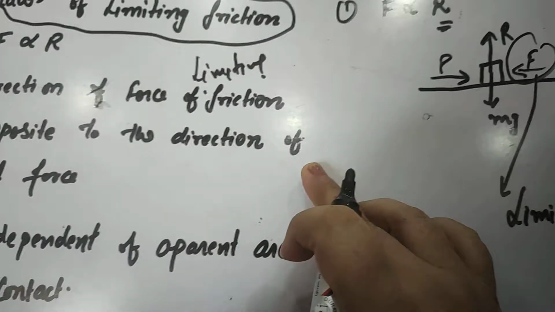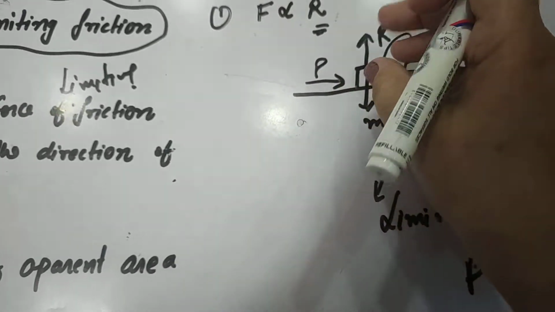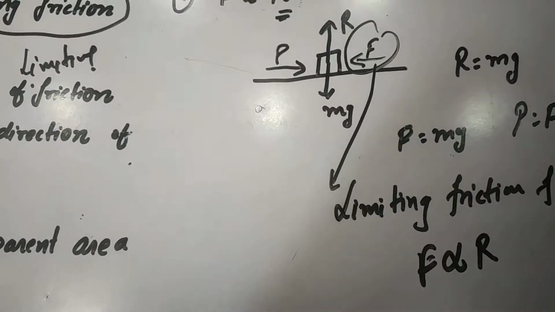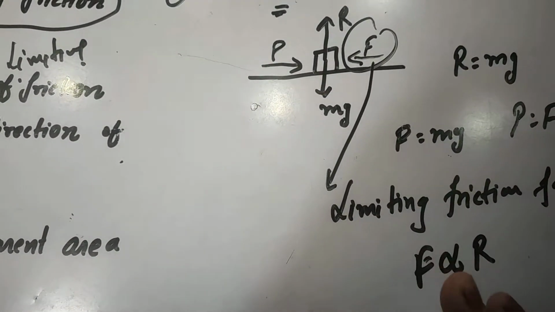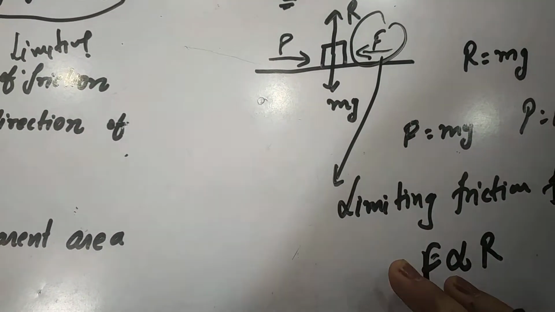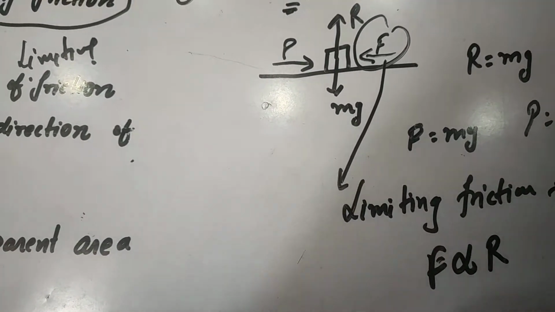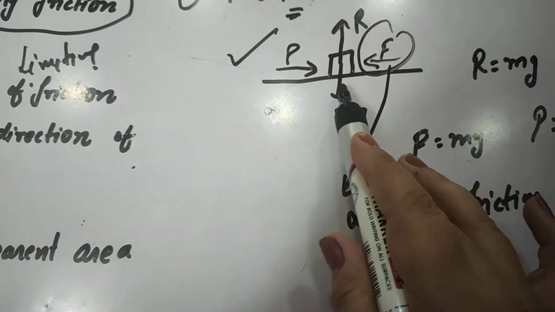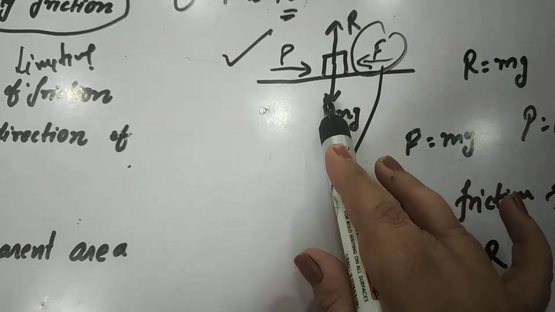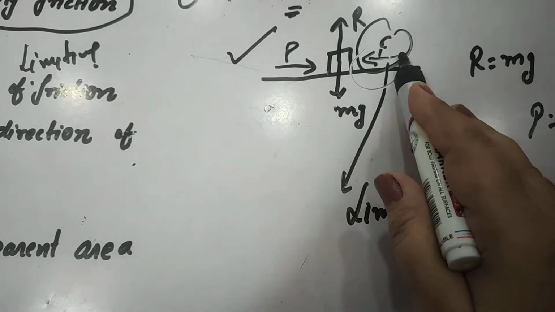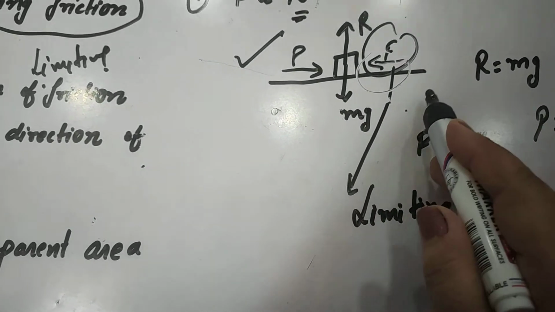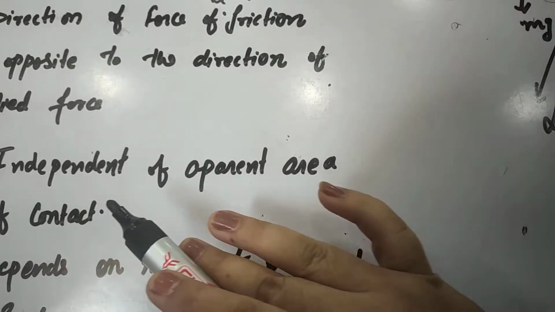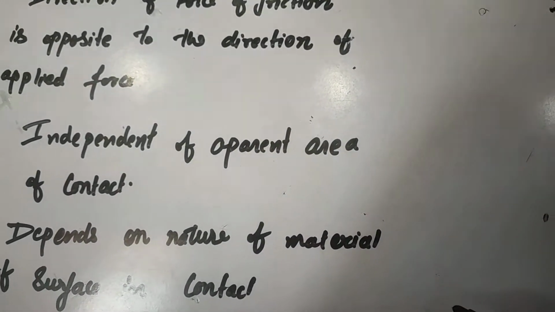This also we have already discussed. Since the block is to be in a stationary state, when we apply a force, to keep it in the balanced position we need a force which should be equal in magnitude to the applied force and opposite in direction. That is why we can say that frictional force always acts in a direction opposite to the direction of applied force. The third law is that it is independent of apparent area of contact, right?